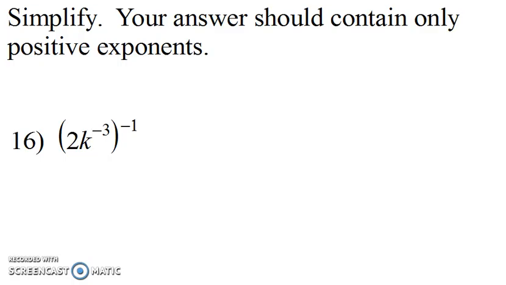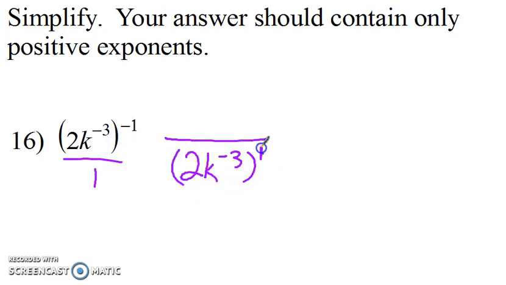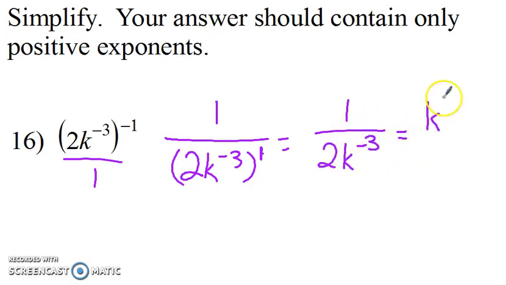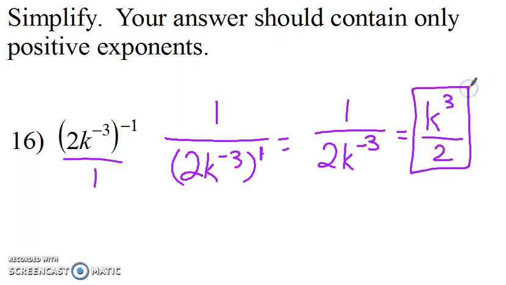This one is going to have a similar issue. It has a negative on it, so we're going to move it to the bottom. The whole thing. And it has a positive 1 now. And a 1 on top. When we write this once, we're going to end up with 2k to the negative 3. And that k to the negative 3 is in the wrong place. So we're going to move it to the top, and it's going to become positive. And there's nothing else we can do to this problem.